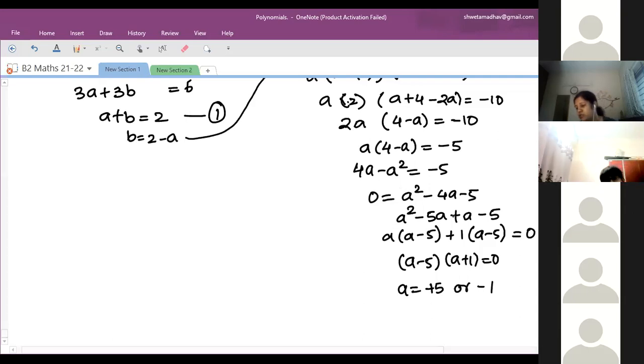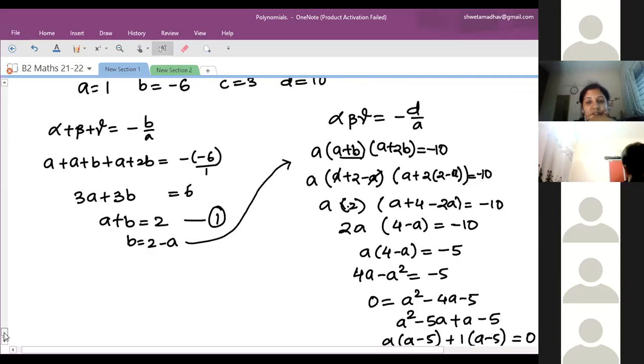I'm not getting any sound. Yes, ma'am. Are you able to understand or not? I have used only two variables, substituted the values and kept simplifying.